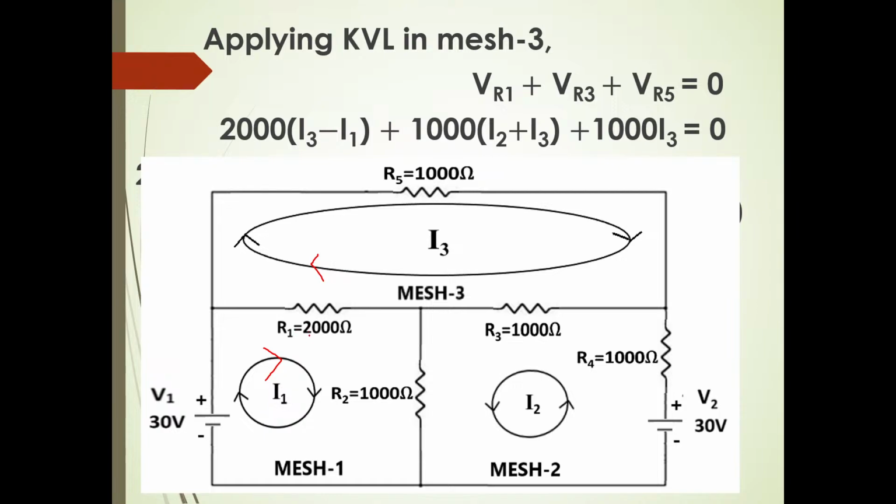Okay. So what is VR1? The R1 value is 2000. Okay. 2000 into I3 minus I1. Why I3 minus I1? I1 and I3 are in opposite directions. Because now we are writing the mesh equation of the third loop. Okay, mesh 3 loop. So we are writing KVL in mesh 3. Therefore, I3 minus I1, plus what? VR3. What is VR3?